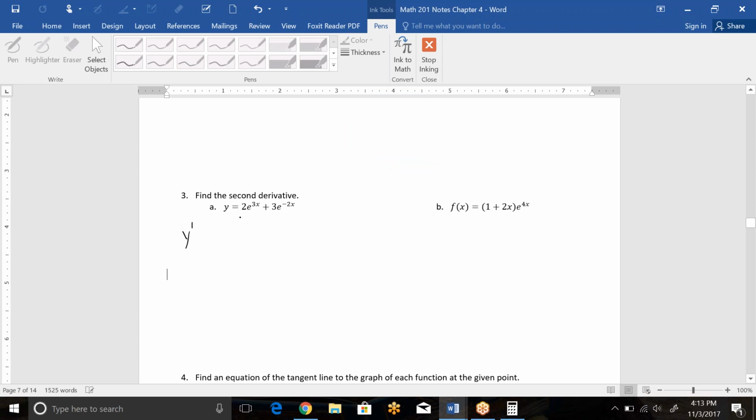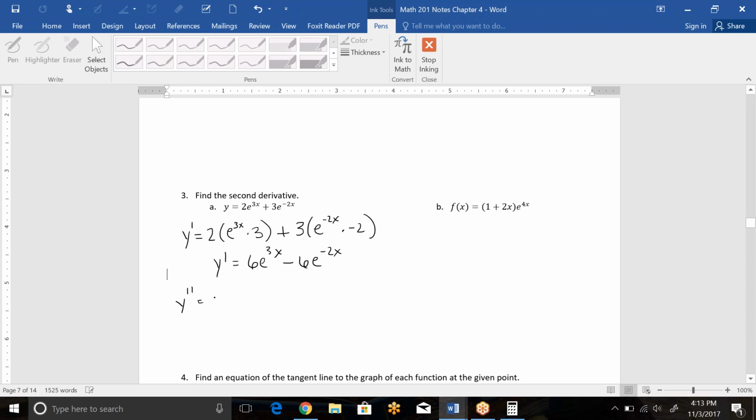So y prime would be, this would be just using the rule of how to take the derivative of e to the x. So it's 2 times the derivative of e to the x, which is always itself, but times any chain rule. The chain rule is what is the derivative of the exponent, which is just 3, plus 3 times e to the negative 2x times the derivative of its exponent, which would be negative 2. So this one, y prime, is 6e to the 3x minus 6e to the negative 2x.